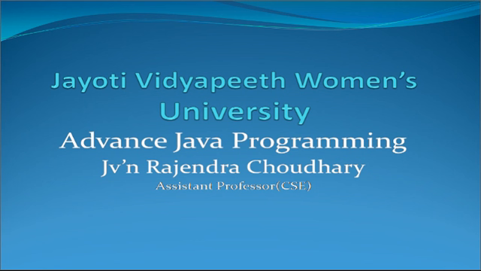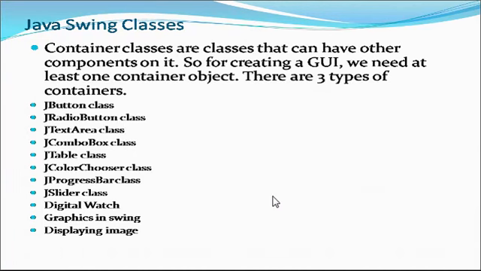There are some Swing classes like JButton, JLabel, JTextArea, JScrollPane, and these are the classes of Swing. Some of these classes we introduced in AWT, the Abstract Window Toolkit, but only some limited classes we studied in AWT, because AWT is a platform dependent programming language, but Swing is a platform independent Java programming language.